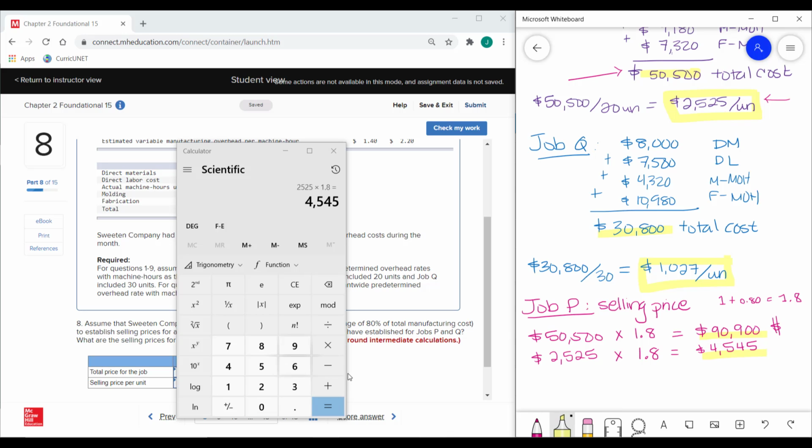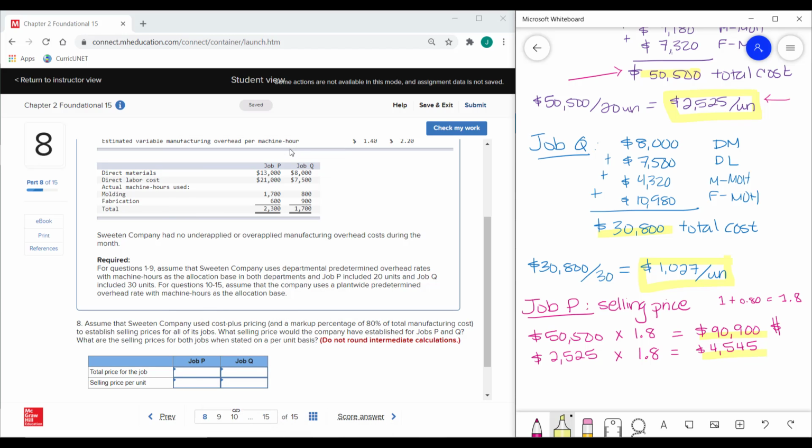You could also have taken the $90,900 overall selling price of the job and divided that by 20 to get the same answer as well. So we can add that in. The selling price of job P should be $90,900, and the selling price per unit within job P is $4,545.